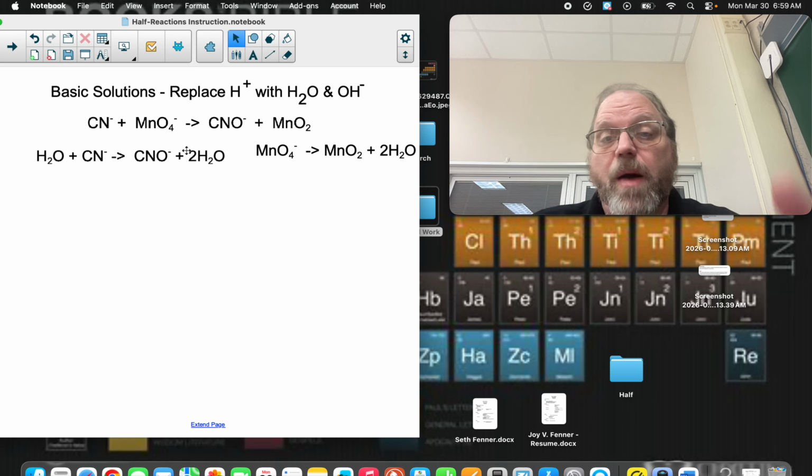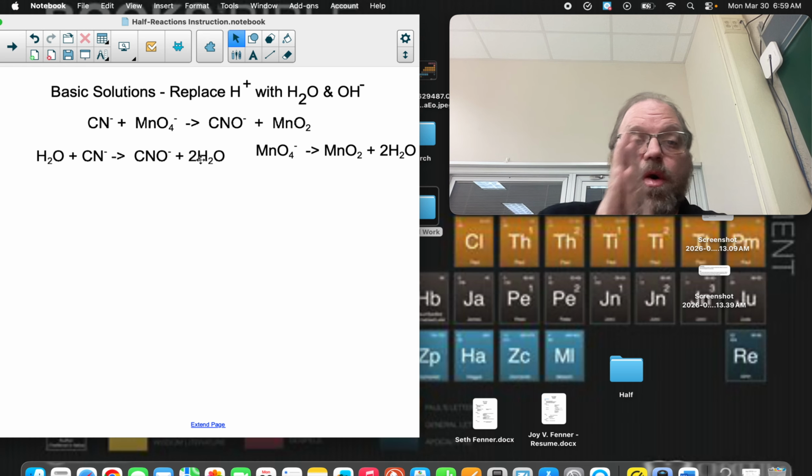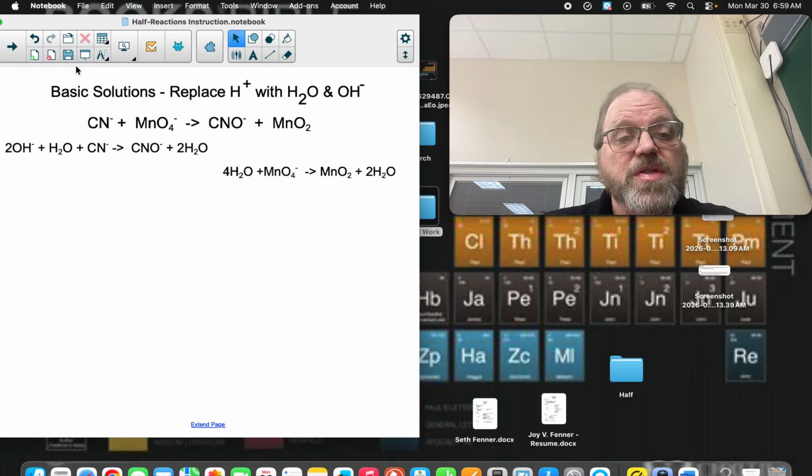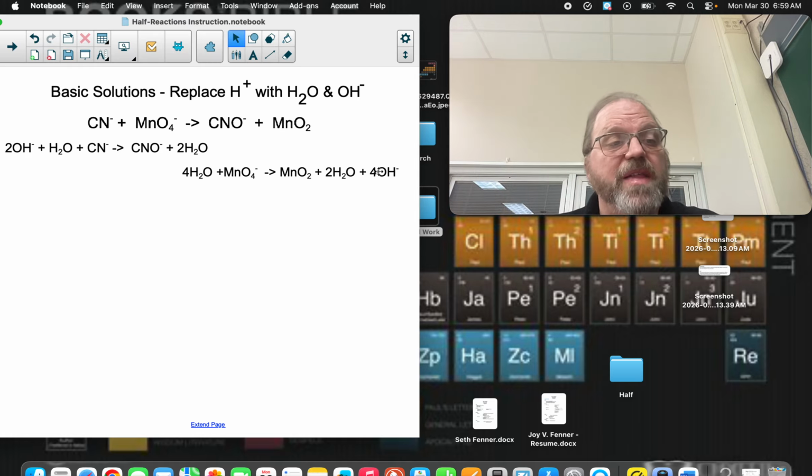And to balance that out, we'll make water HOH. So I have 2 HOHs. I have to have 2 H's on the other side. Over here, I add 4 H2Os to balance up, 2 H2Os to balance up my oxygens. So we'll put 4 H2Os on the other side, and then 4 hydroxides to balance the back side of that.